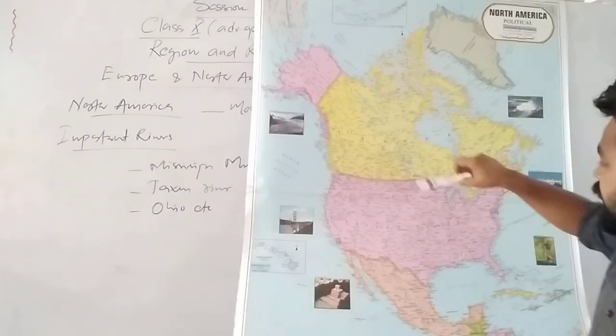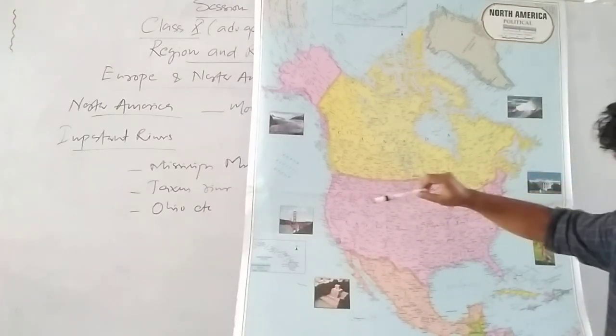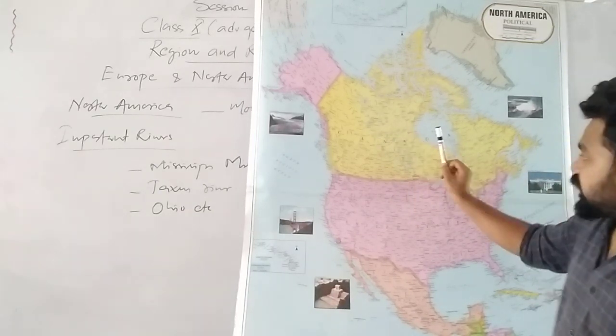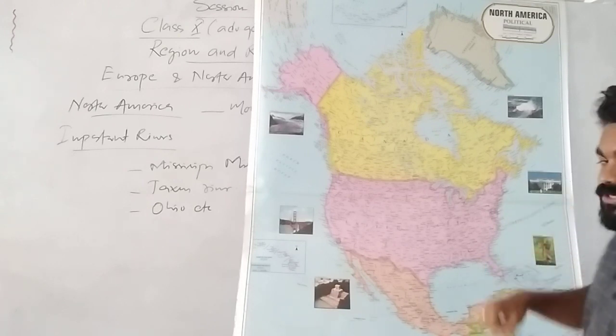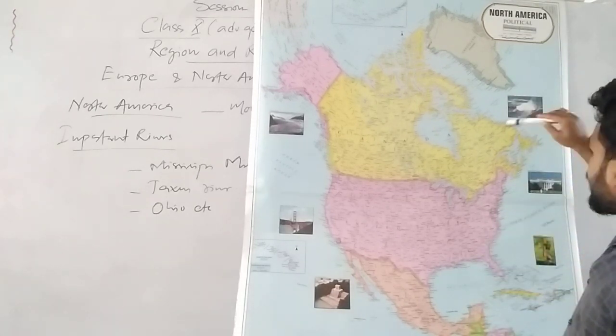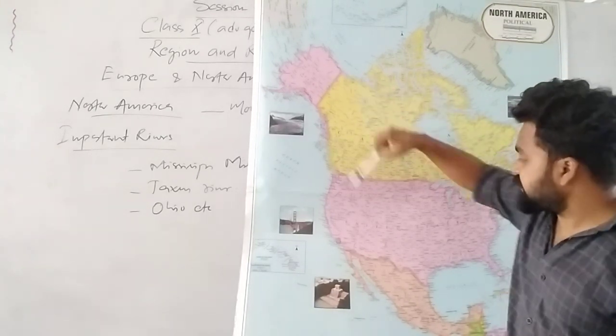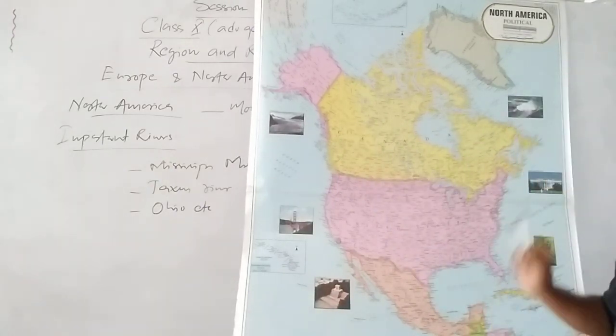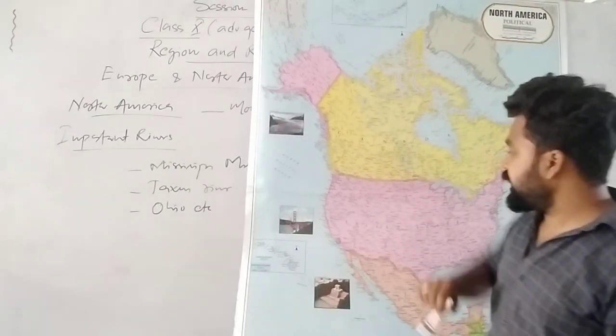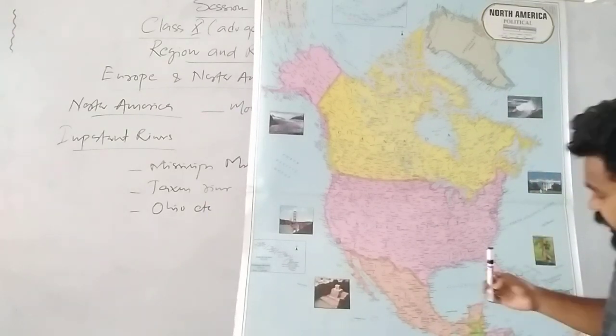We will see first what the countries are. This is the United States of America. This is Canada. Canada's capital is Ottawa. The USA's capital is Washington DC. DC is District of Columbia. And this is Alaska. Alaska is actually part of the United States, but physically it is part of Canada, but politically it is part of the United States. Here this is Mexico.